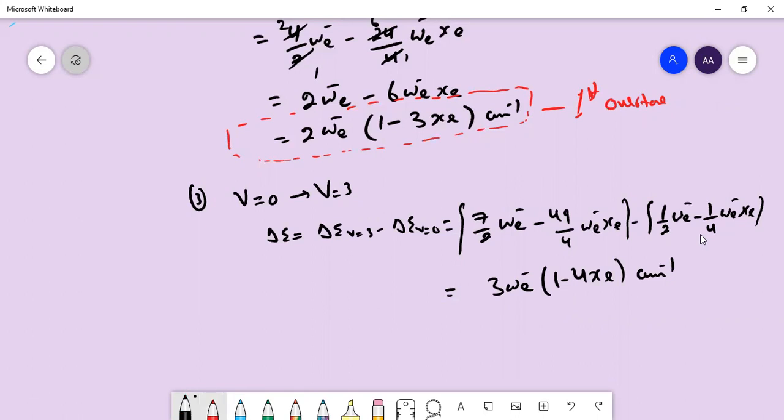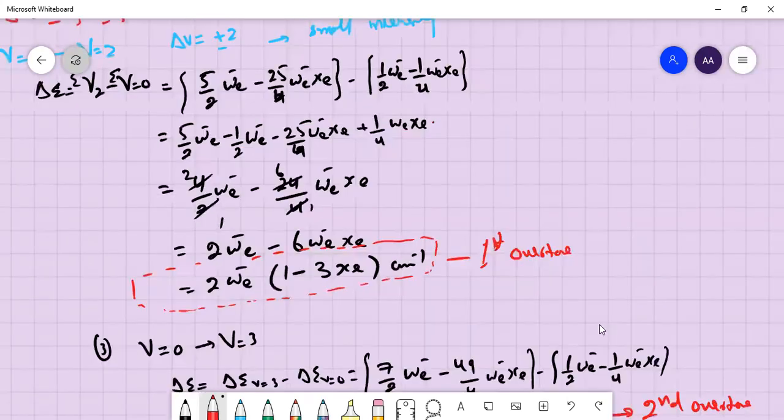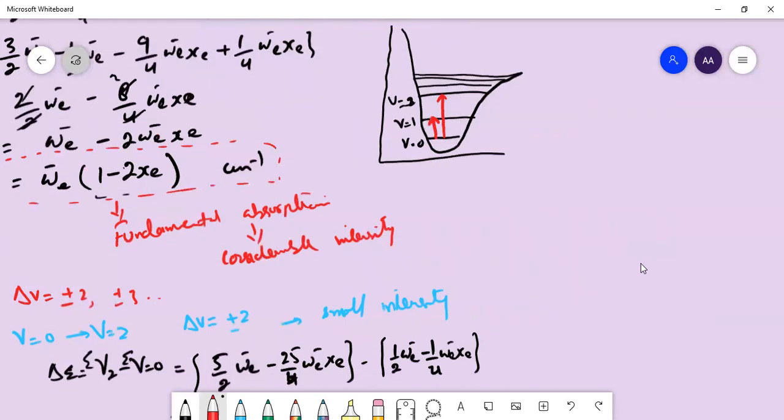This is the energy when the transition is taking place from the ground state level to our third energy level, when the transition is taking place from V0 to V3, and this is known as the second overtone. The transition here can happen from our V0 to V3, that is V is equal to 3.